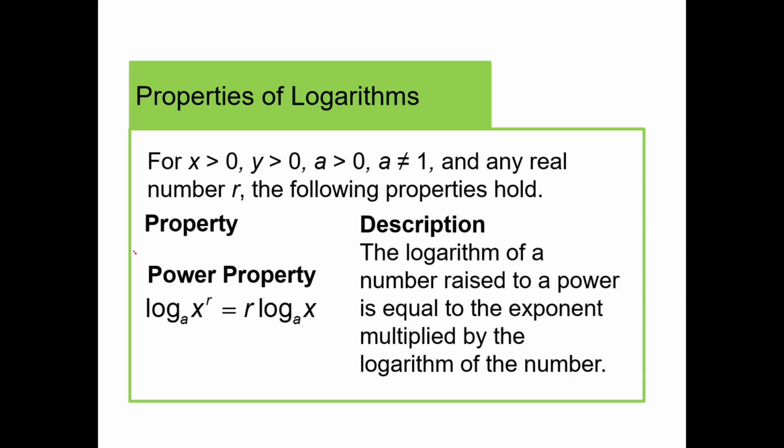The power property states log base a of x to the r equals r times log base a of x, which simply states that if we have an argument with an exponent, just bring it to the front and you'll have r times log base a of x. But you could also go backwards. We could also bring the r to the exponent and we will get an equivalent statement. The logarithm of a number raised to a power is equal to the exponent multiplied by the logarithm of the number.